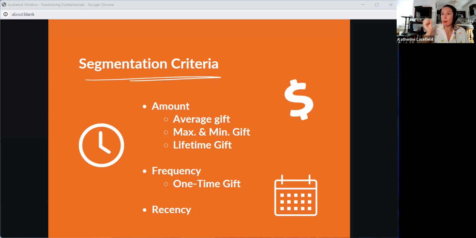The maximum and minimum also allow you to establish: okay, if everyone on this list gave their maximum, we have a potential of this much money that could come in. But on the other side we can say, well, if they only give their minimum, we have this. So it gives you a range to be able to project into the future. What are you likely to have?